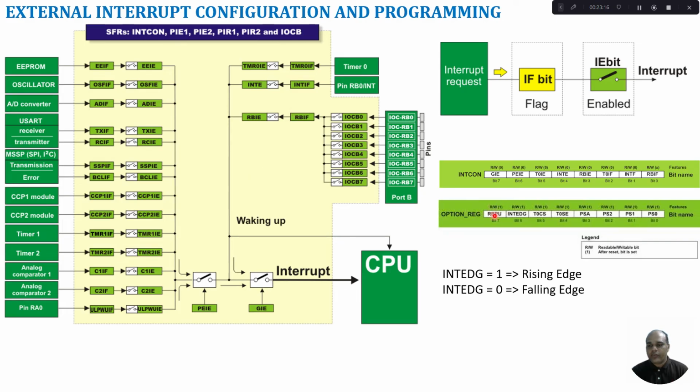You can look at 1, 1. So INT edge I have set it to be 1, which is nothing but the rising edge. So rising edge will cause the interrupt. That is what we do here.